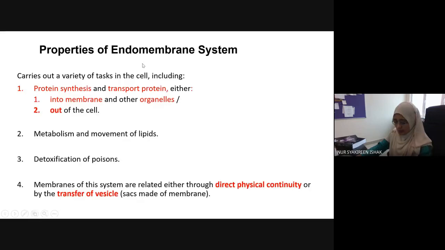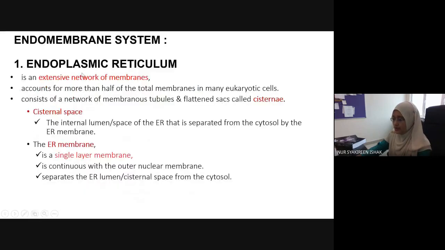So we are going to look at the first component, which is the endoplasmic reticulum. The endoplasmic reticulum is an extensive network of membranes. Extensive maksudnya dia ada banyak membrane, dia terdiri daripada banyak membrane sebab struktur endoplasmic reticulum ni memerlukan banyak membrane lah. It accounts for more than half of the total membrane in many eukaryotic cells, and consists of a network of membranous tubules and flattened sacs called cisternae.